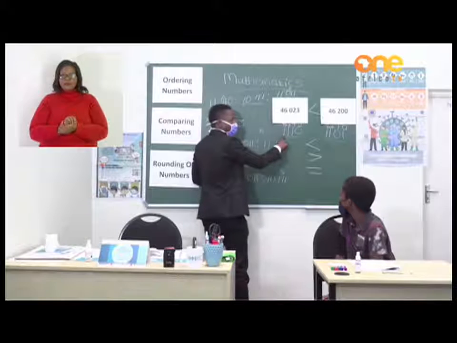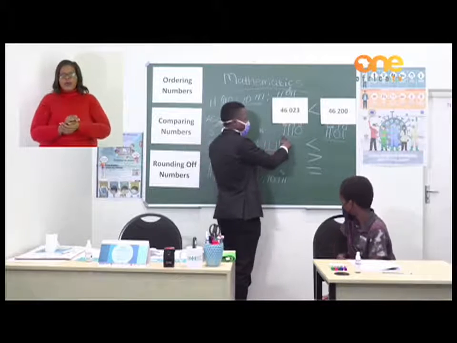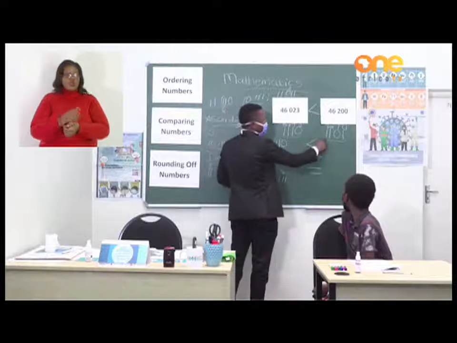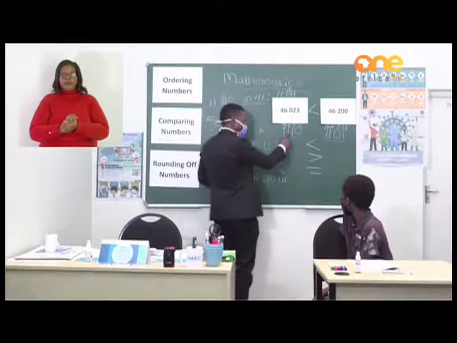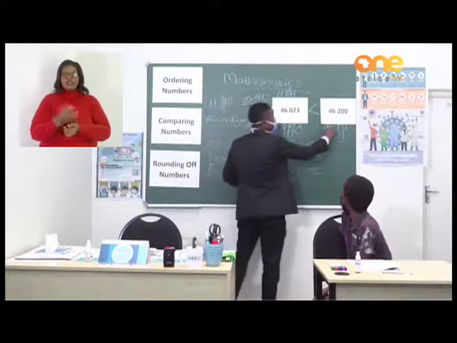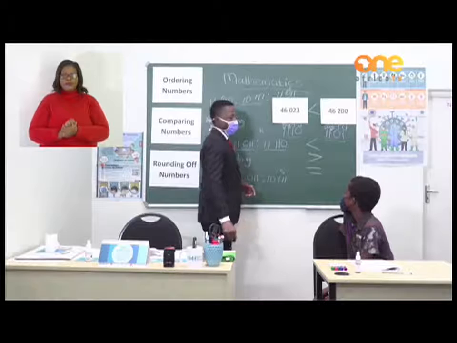Let us start comparing, starting with the first digit here, 1000. You have 1, you have 1. Fine, there is no difference. We go to the hundreds. We have 1 and we have 1. Still the same, there is no difference.